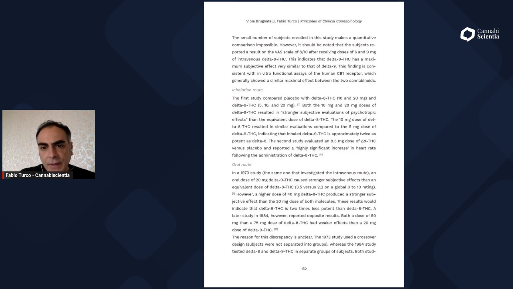The second study evaluated an 8.3 mg dose of Delta-8-THC versus placebo and reported a highly significant increase in heart rate following the administration of Delta-8-THC. So, when analyzing the inhalation route, it seems that Delta-9-THC is twice as potent as Delta-8-THC. But also in this case, Delta-8-THC seems to exert more or less the same effects of Delta-9-THC.